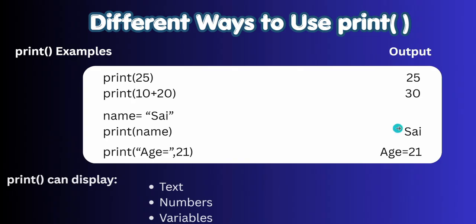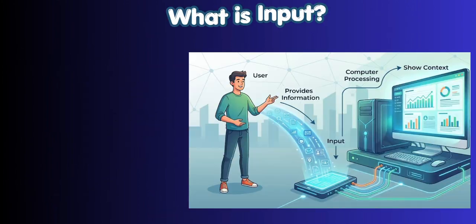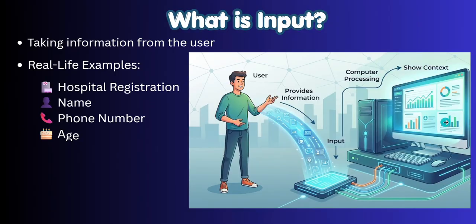Now let me ask you something. Showing information is easy. But what if a computer wants to ask you a question? What if it wants your name, your age, your favorite programming language? Can print function do that? No. For that, Python uses another function, and its name is input function. The input function is used to take information from the user.